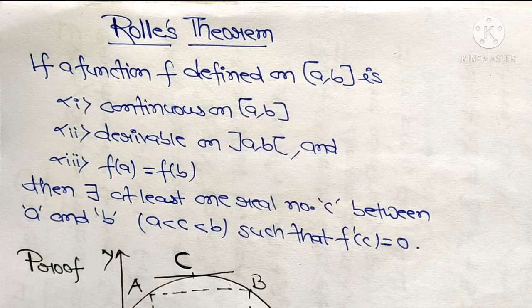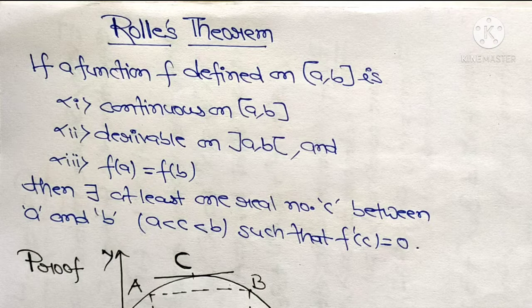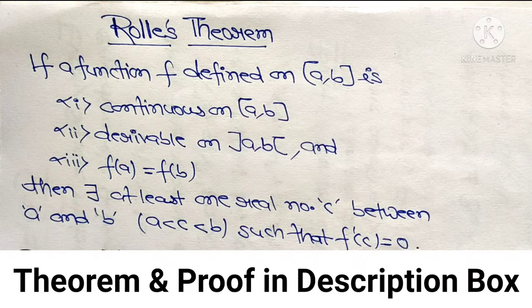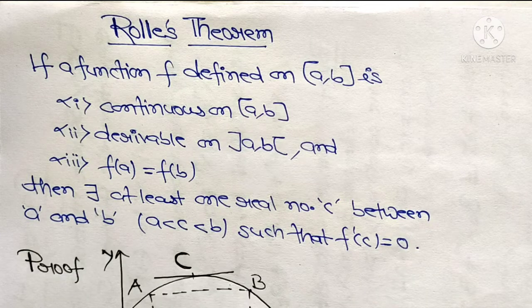This theorem is very important from real analysis, especially for BSc and NET JRF students. So the statement of Rolle's theorem is: if a function f defined on closed interval [a, b] is continuous on closed interval [a, b], derivable on open interval (a, b), and f(a) is equal to f(b), then there exists at least one real number c between a and b such that f'(c) is equal to 0.